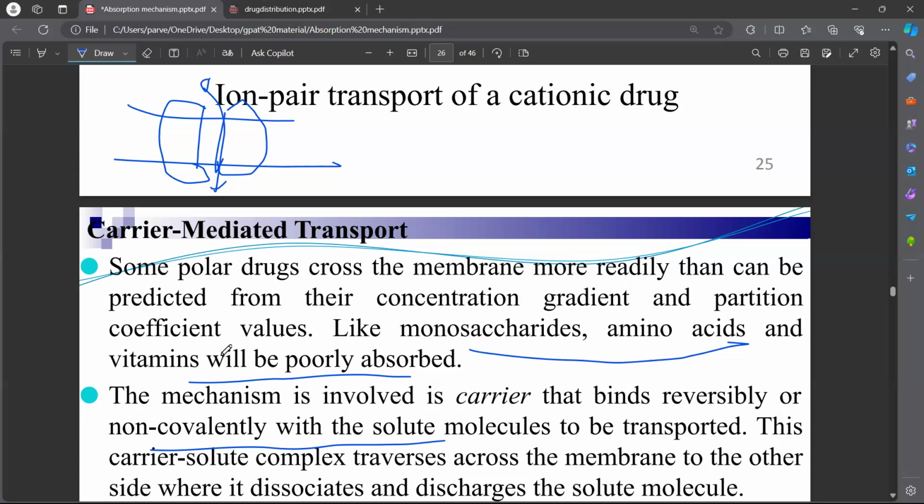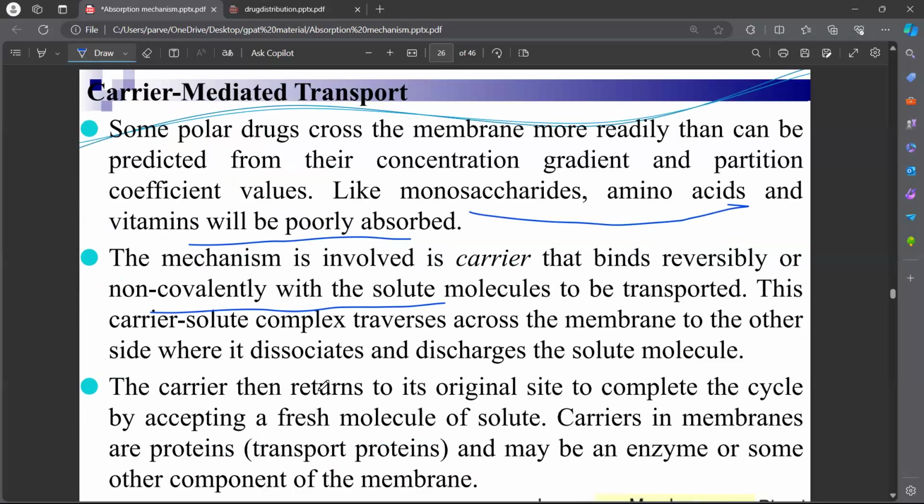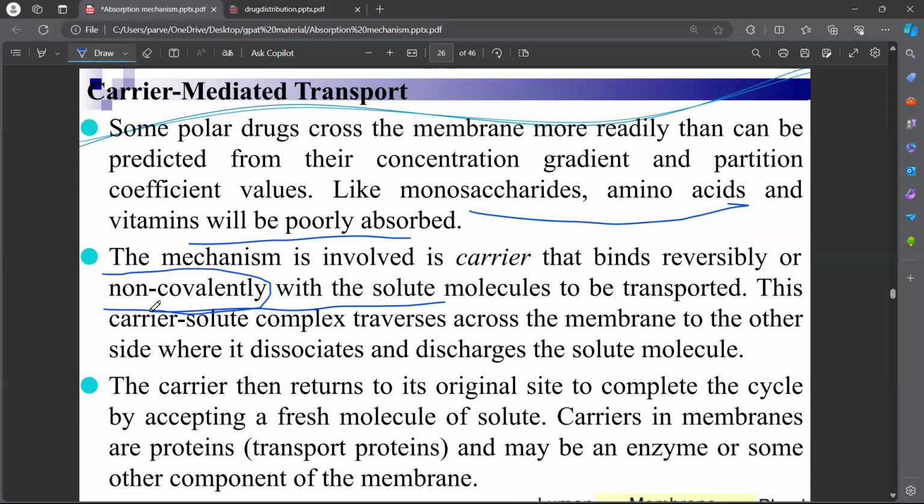Why is there not a covalent binding? What happens when there is covalent binding with the carrier? Is the transportation possible? A covalent bond is a strong bond, so the drug can't be removed from the carrier and it cannot get transported. Great, guys. Non-covalent. Are you able to recall examples of non-covalent bonds? Basically, Van der Waals, etc. Then dissociation of the molecule occurs, and the carrier returns to its original state to complete the cycle and accept fresh molecules. So basically, this is the whole mechanism of carrier mediated transport.